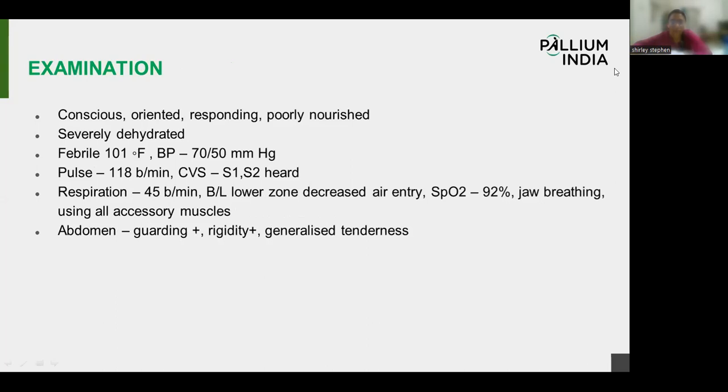When we saw him, he was conscious, oriented, and responding. He was very poorly nourished. He was severely dehydrated. He was febrile. His BP was just barely recordable, 70/50. Pulse rate was 120. Respiration was labored, using all accessory muscles. Bilateral lower zones had decreased air entry. Room air saturation was 92%. Abdominal guarding, rigidity, and generalized tenderness were present.